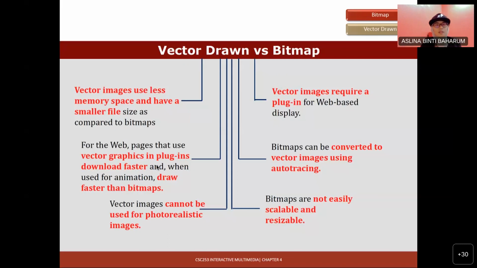But for bitmap, it is to find images that have a high resolution. That's why vector can be downloaded fast, rather than bitmap. And when used for animation, it draws faster than bitmap. So normally vector is a small size. It does not include the color. Normally vector is a kind of raw data. You are the one who wants to edit it, to color it, right?